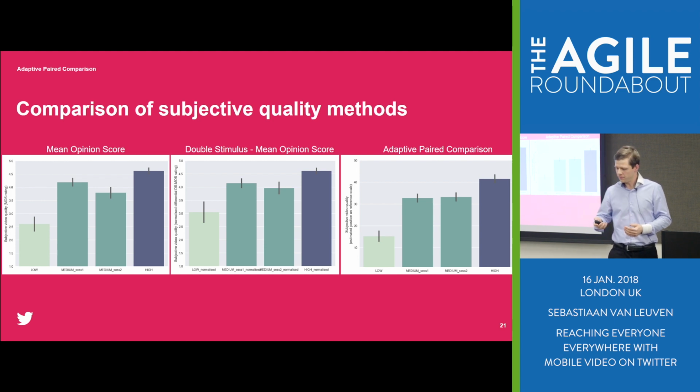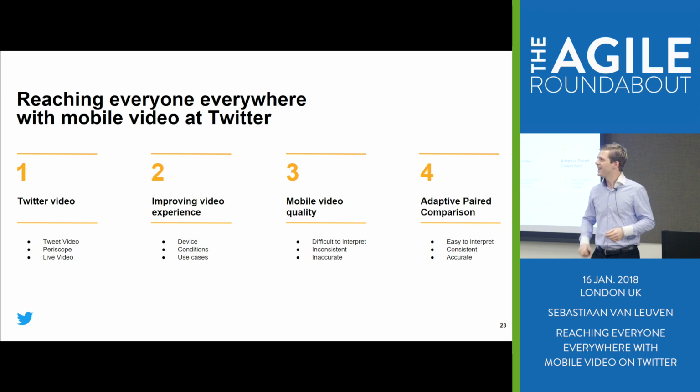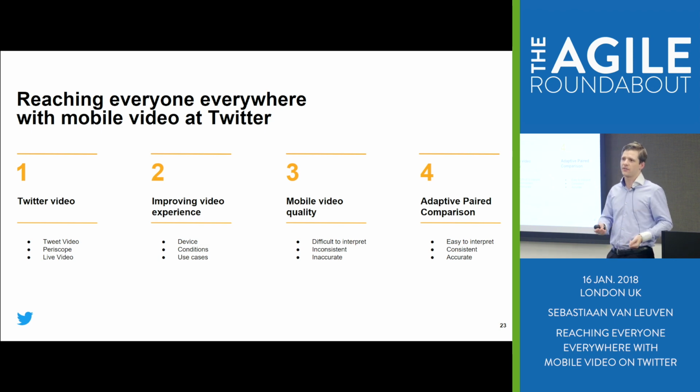So by doing so, let me give you now a summary. Twitter offers a lot of video products, both live and non-live video products. But for all of them, the experience of the user is very important. So we would like to improve that in all conditions, for all devices, for all network conditions, and all the use cases you can think of.